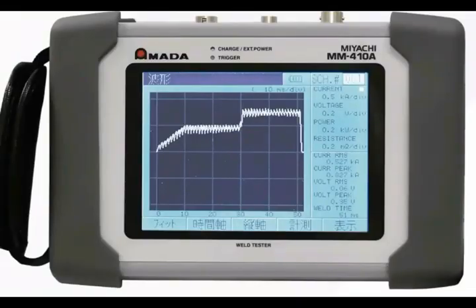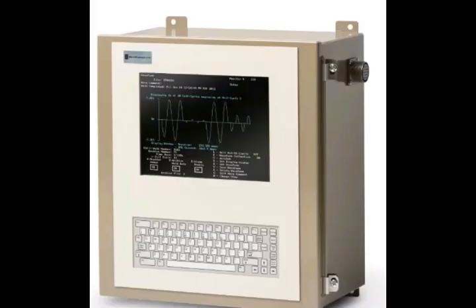A resistance welding monitor is a device that measures and analyzes various parameters during the resistance welding process, such as current, voltage, force, and displacement, to ensure weld quality and identify potential issues. It helps in process development, monitoring, and data collection for quality control.